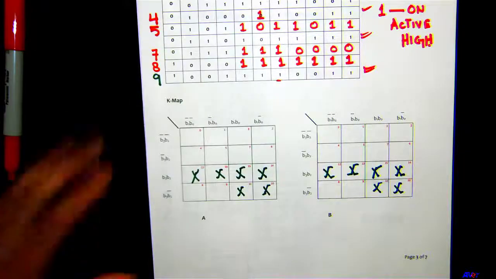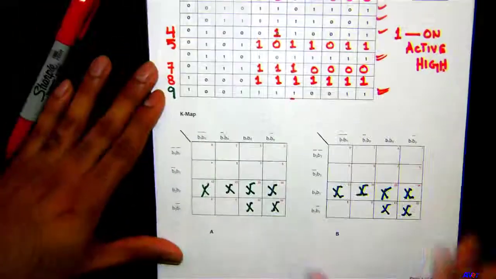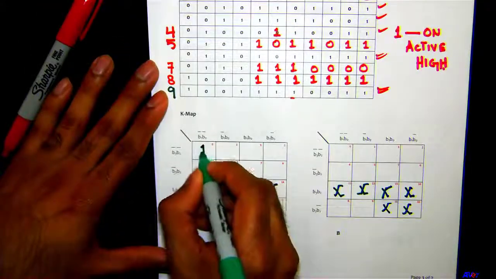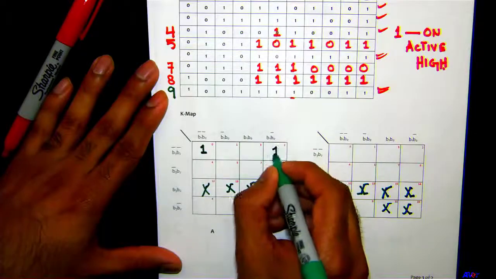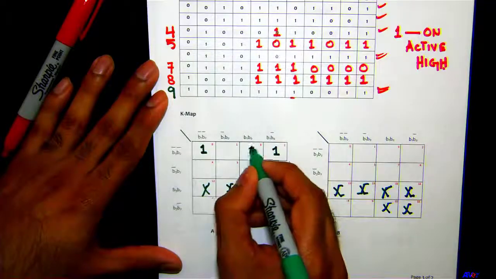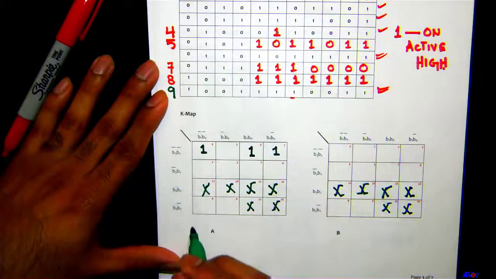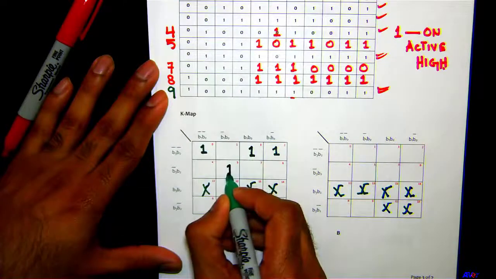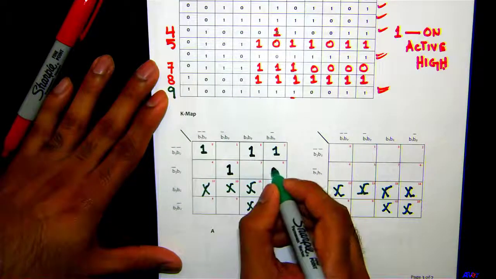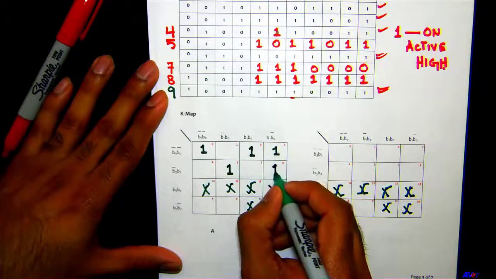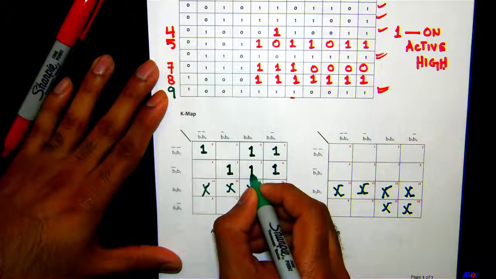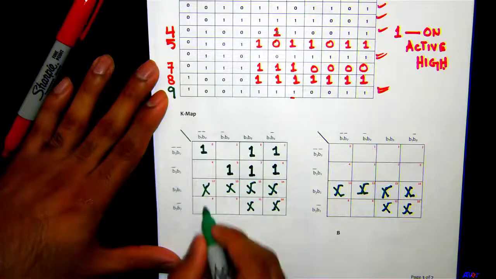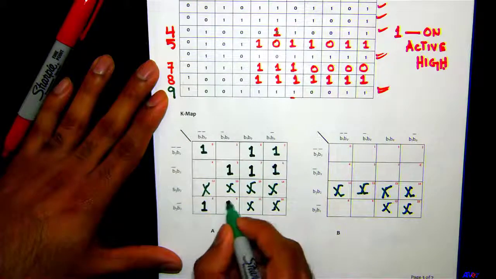Okay. Now let's look at the minterms for the A. 0 is 1, 2 is 1, 3 is 1, 5 is 1, 6 is 1, 7 is 1, 8 is 1, and 9 is 1.